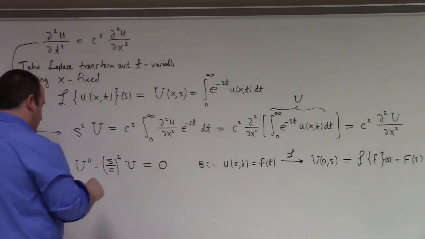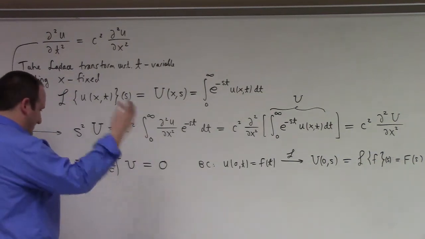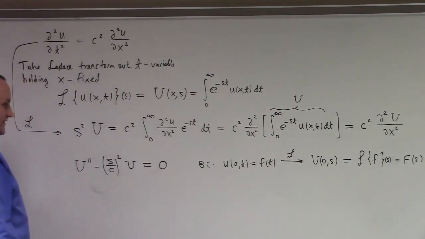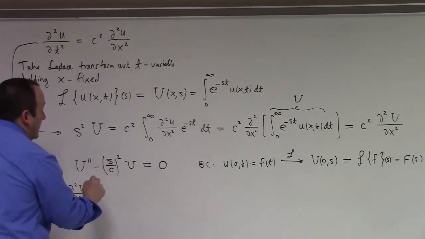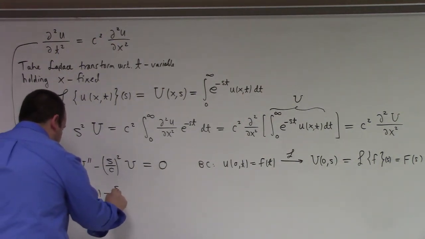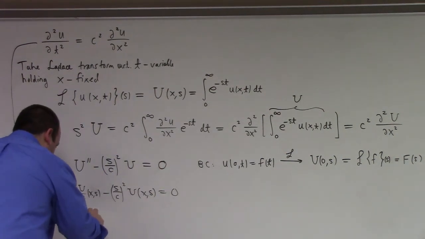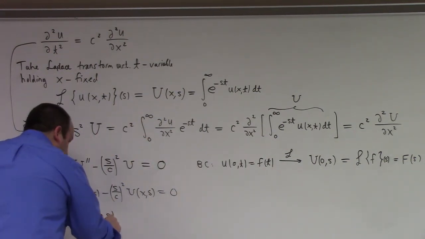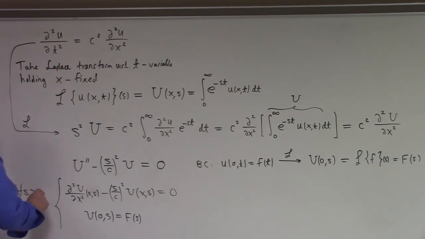I don't know a good notation for this. In gory detail, this is partial squared U partial x squared of x comma s, minus (s over c) quantity squared U of x comma s, equal to 0. And we just figured out that at x equal to 0, U of 0 comma s is equal to F of s. And this is for all s, let's say greater than 0. I think we need s greater than 0. I don't know. Let's just say for all s.